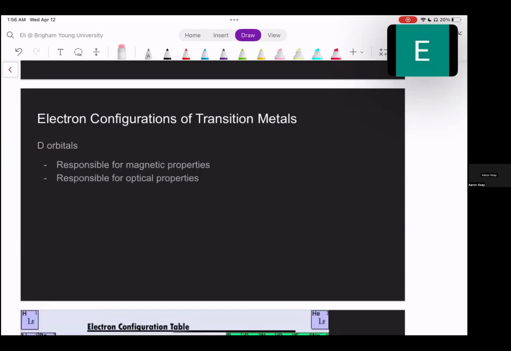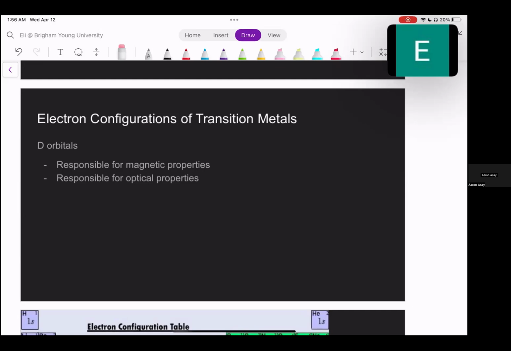Next, we're going to talk about electron configurations of transition metals. And I really just want to emphasize the importance of d orbitals, right? So d orbitals are what we're going to be examining in this case. They're responsible for the magnetic properties. They're responsible for the optical properties, or like the light that we see in a solution of complex ions.